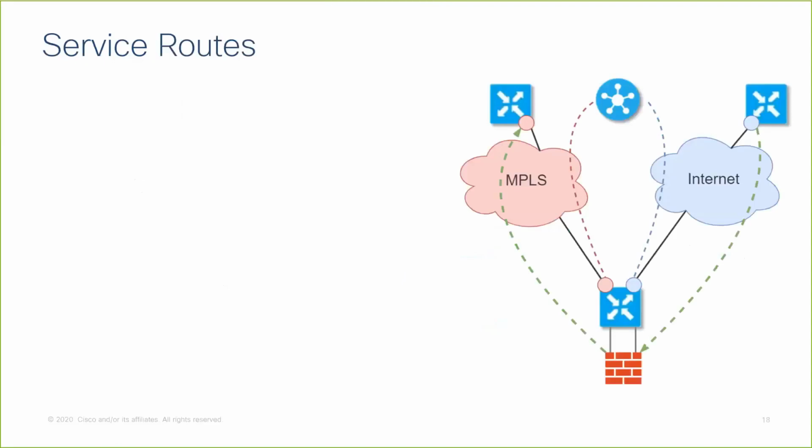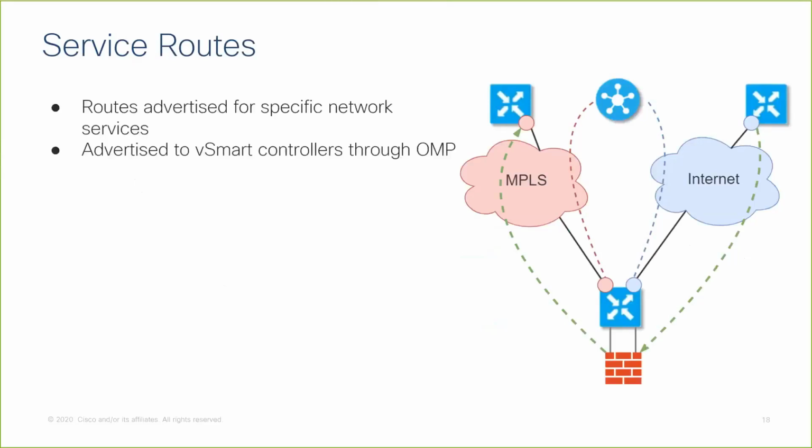Okay, so David mentioned that we have our standard routes. We also have something that's called service routes. Service routes are routes that are advertised for specific network services. So let's say that you want to implement a load balancer or a firewall into your network and you want to force traffic through that device.